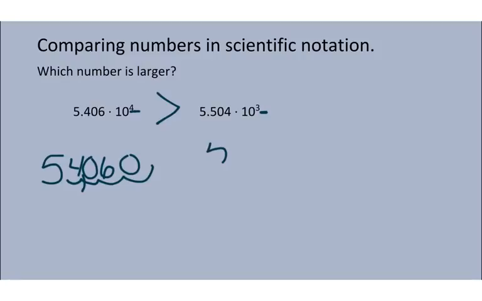So let's change this one into standard notation. I have a positive 3, so I move 3 times to the right. 1, 2, 3. And that makes this number 5,504. So was my statement true? Yes, it was. That happens every single time. Okay? The larger the exponent, the larger the number.